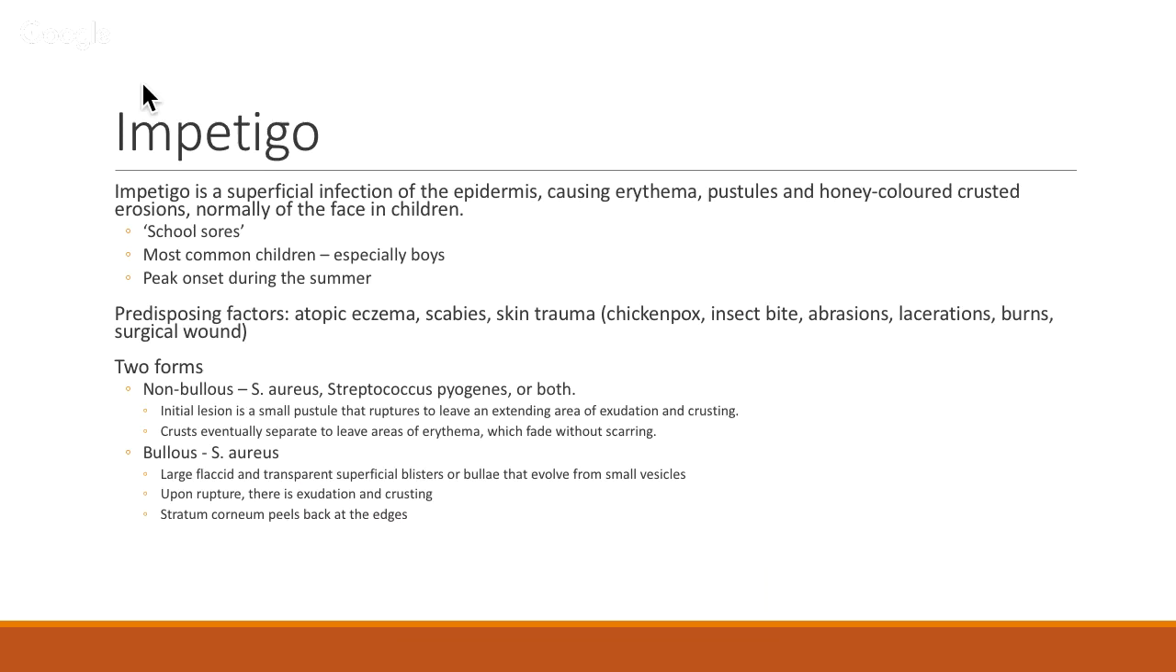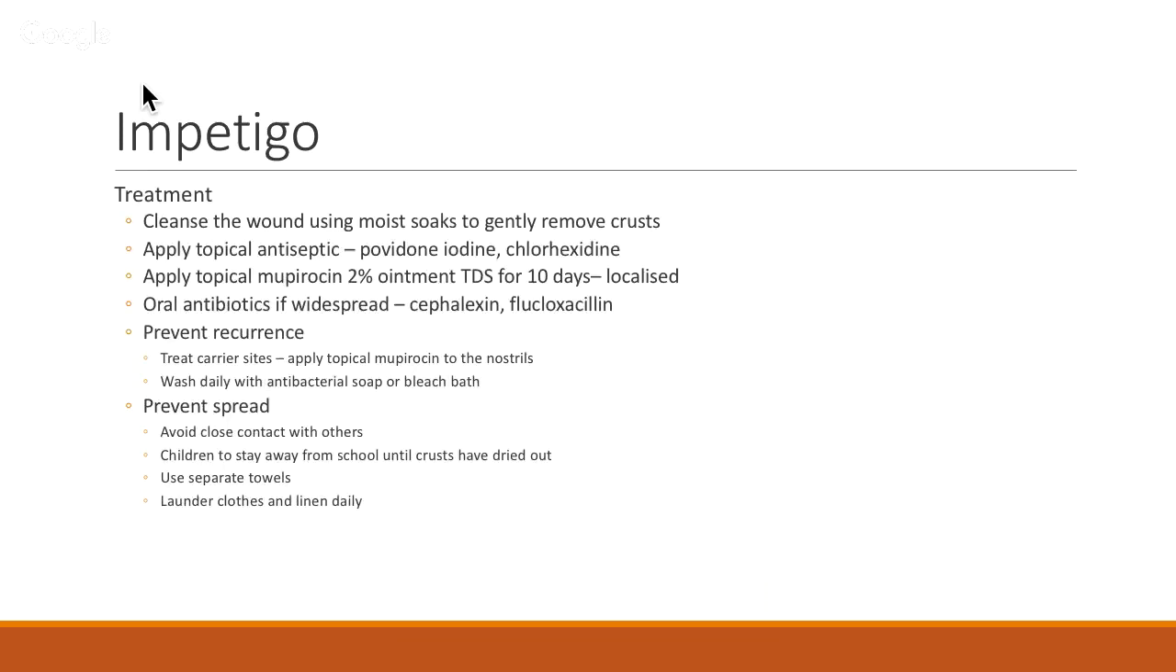Predisposing factors, so I guess anything that results in damage to the skin's barrier function, like atopic dermatitis, scabies because you're constantly itching, skin trauma. There are 2 forms to be aware of: non-bullous, which is more common, and then the bullous impetigo, where you get large, fluctuant bullae that evolve from these small vesicles and they can burst. In terms of the cause, the other thing to note is that non-bullous can be caused by Staph aureus, but also Strep pyogenes, whereas the bullous form is generally just Staph aureus.